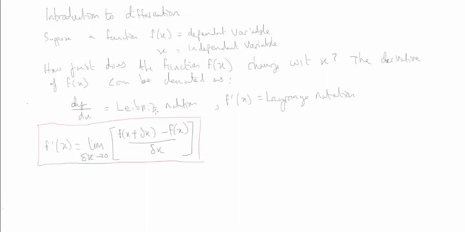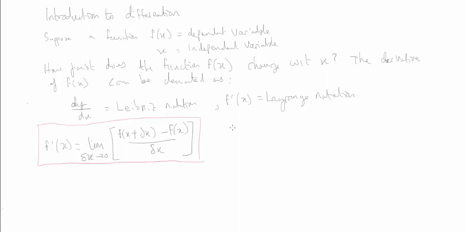And the way we denote the derivative of a function is by dy over dx, so the change in y with respect to x. And this is the way Leibniz uses notation. And we can also write the derivative of a function with f prime and then x. This is the way Lagrange represented the derivative of a function. The derivative of a function can also be explained in terms of limits.